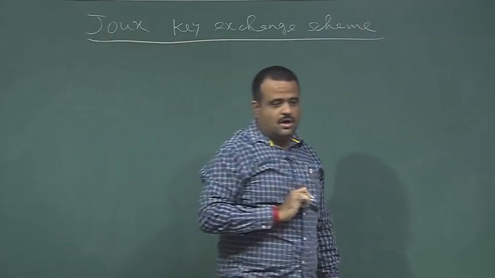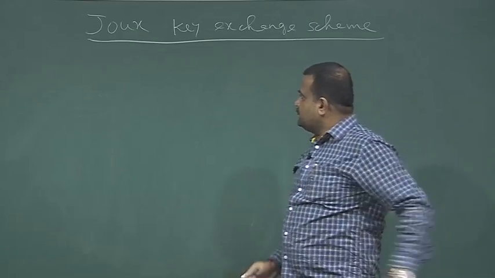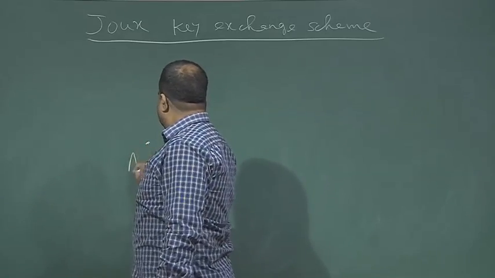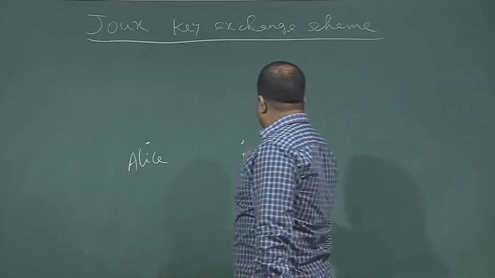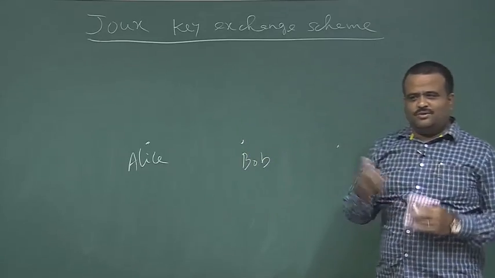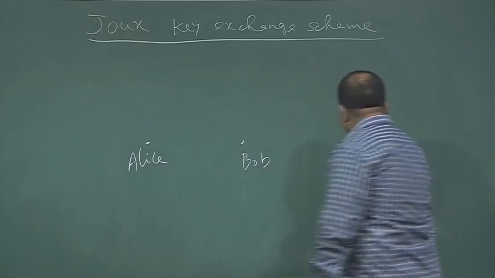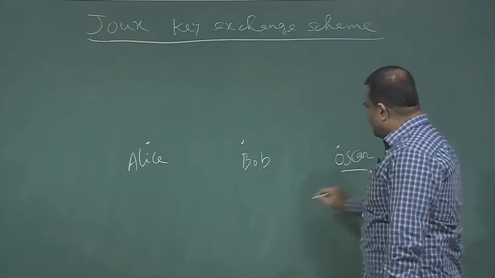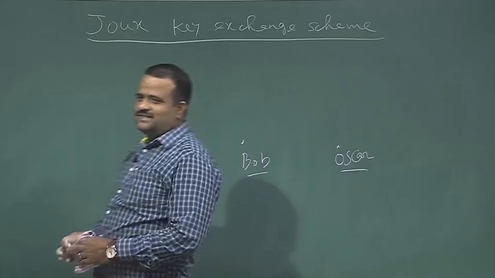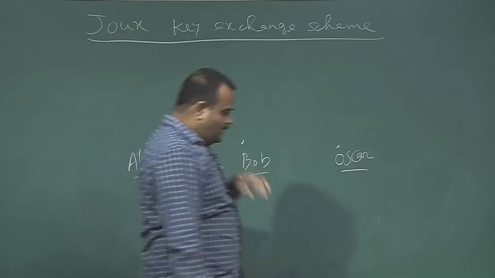So, we use this pairing for doing this key exchange. There are three parties: Alice, Bob, and, if you don't mind, I will take Oscar. Oscar is always treated as a bad person, but anyway, here he has become a friend of Alice and Bob, which contradicts the literature.